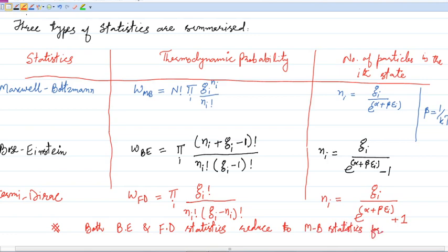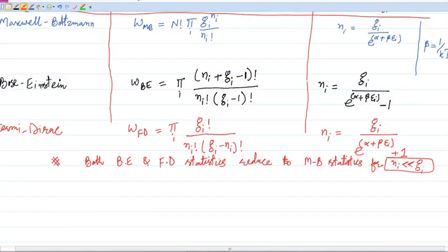For the condition when we have this Ni is less than Gi, or you can say Gi is greater than Ni. This is very important. For these conditions, these two statistics will simply reduce to MB statistics. Okay.